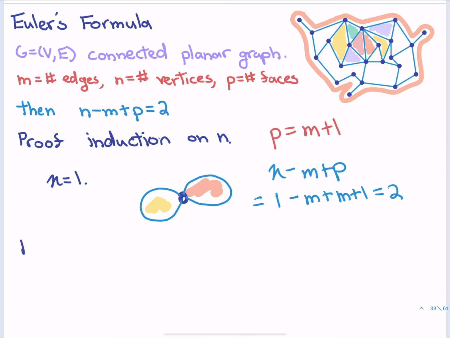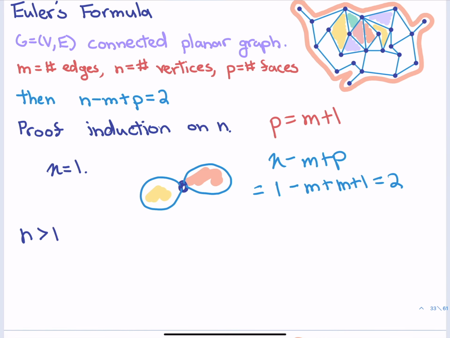All right, all we have to do is n greater than 1. If n is greater than 1, since the graph is connected, there must be at least one edge out there between two vertices. There's something out there that looks like this, and maybe they're connected to other things like that. Now imagine I take this edge and I squeeze the endpoints together. I contract the edge.